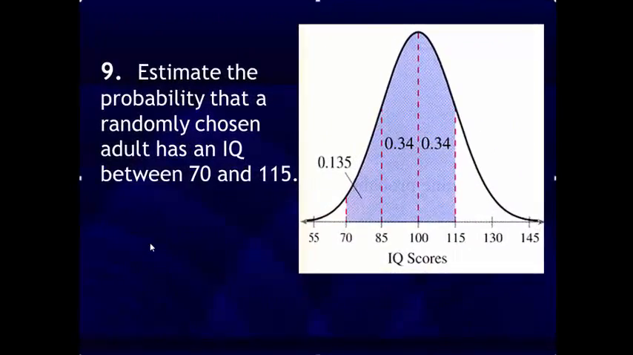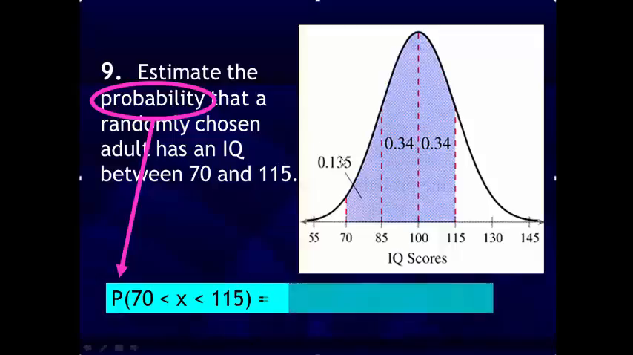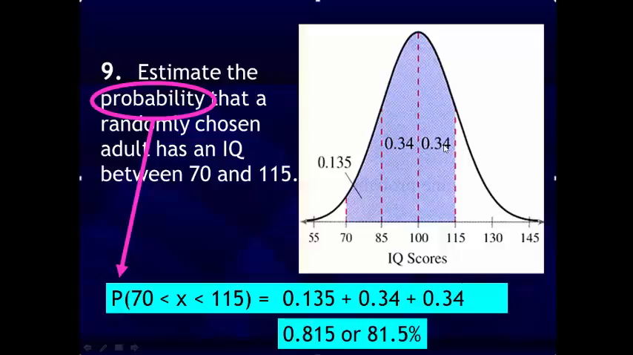Let us apply those in estimating the probability that a randomly chosen adult has an IQ between 70 and 115. Here is 70 and 115 IQ. So the area is 0.135 plus 0.34 plus 0.34, and that is equal to 0.815 or 81.5%.